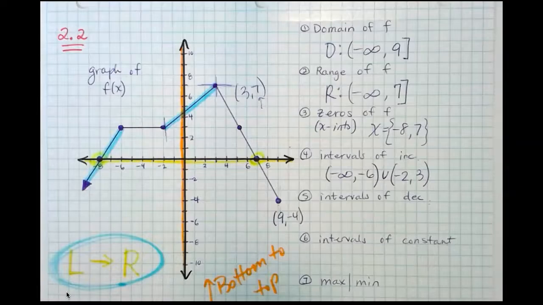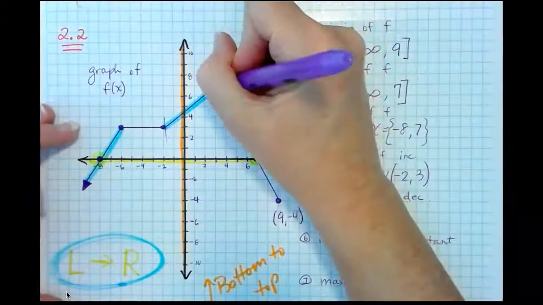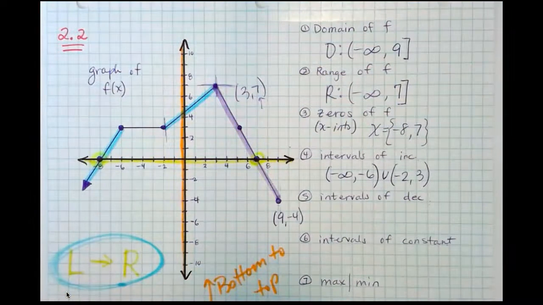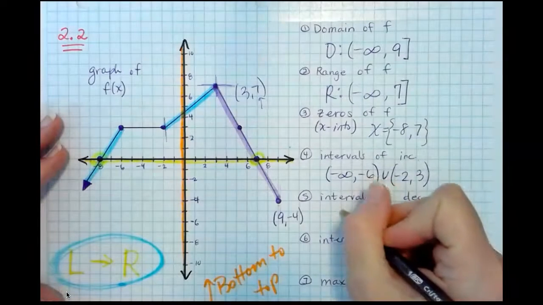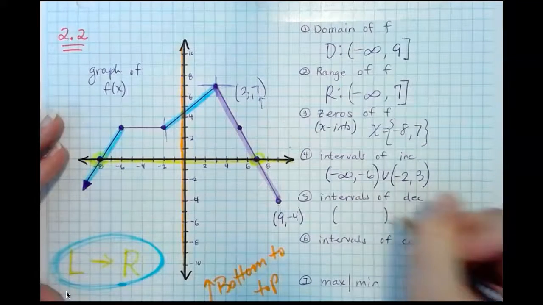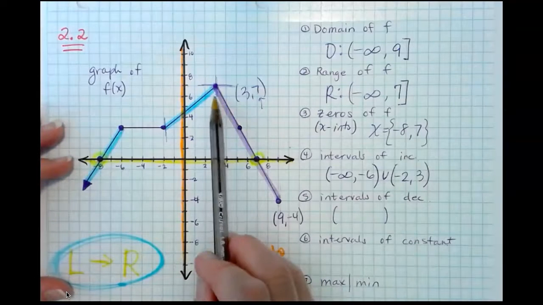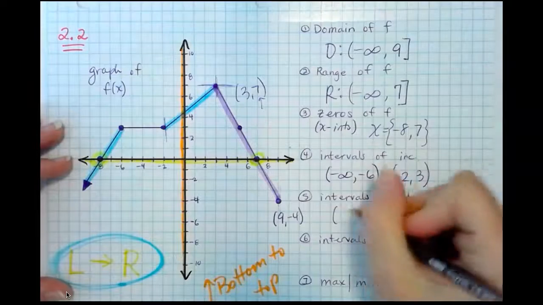Now, where is the function decreasing? Well, the function is decreasing only here. So we're only decreasing in one interval. Everything else is increasing because increasing, decreasing, and constant, read from the left to the right. So we have one interval where it's decreasing. Once again, intervals of increasing, decreasing, and constant, always bound with parentheses. So we are going to be decreasing from 3 to 9.